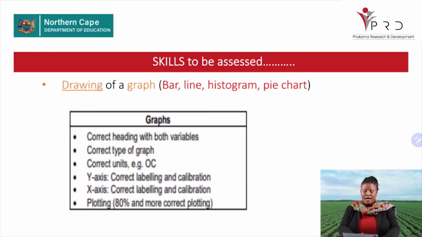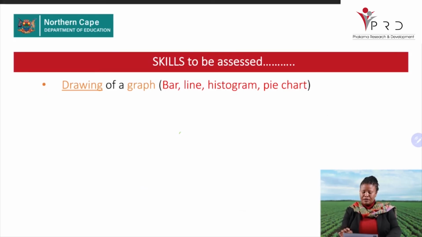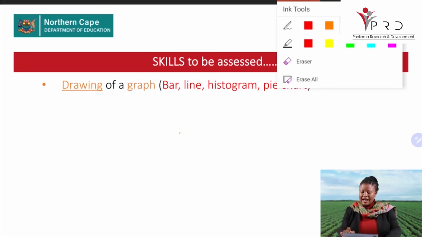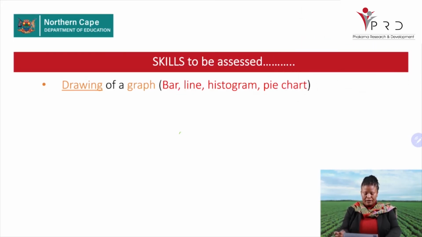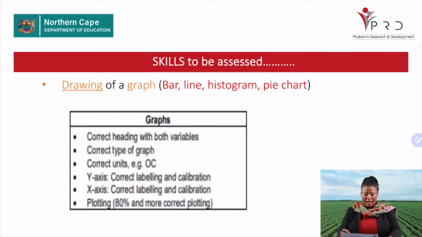And you are expected to label your y-axis and your x-axis. You label with calibration. When you talk of calibration, you're talking of scaling. You don't write 1, 3, 7, 5, 10. If you know that your figures are going to be in fives, it must be 5, 10, 15, 20. The same applies in your y-axis and also in your x-axis.